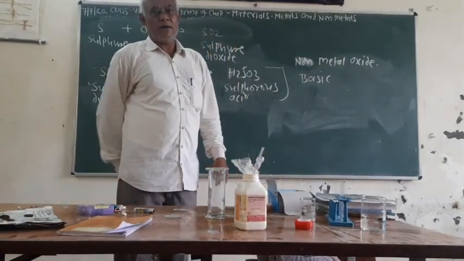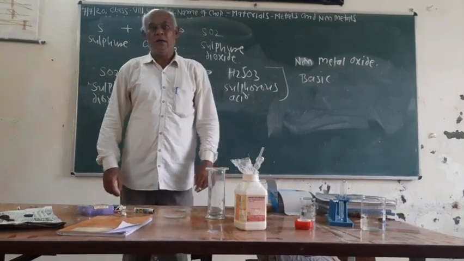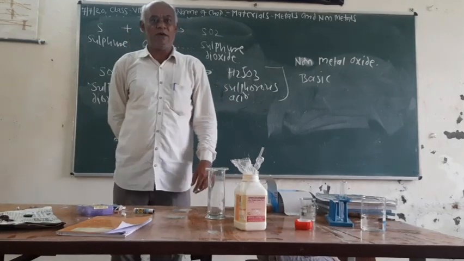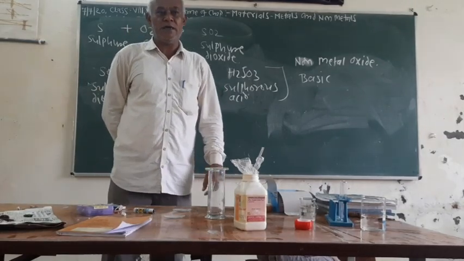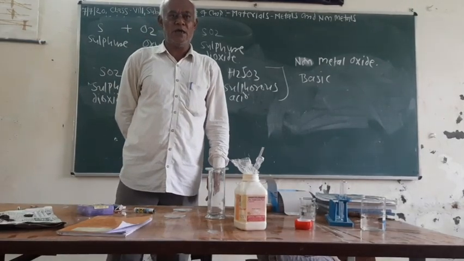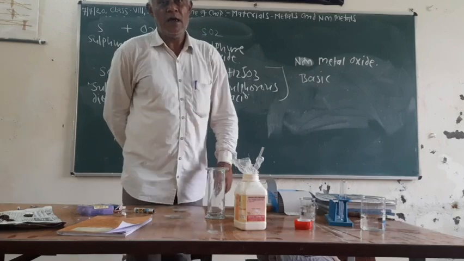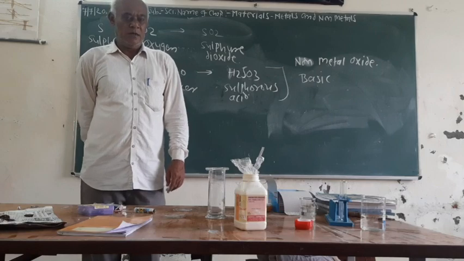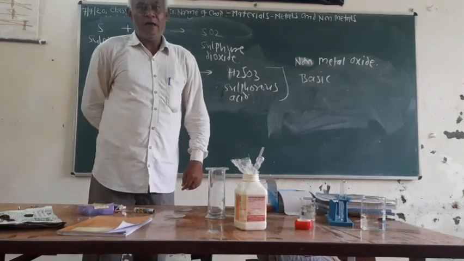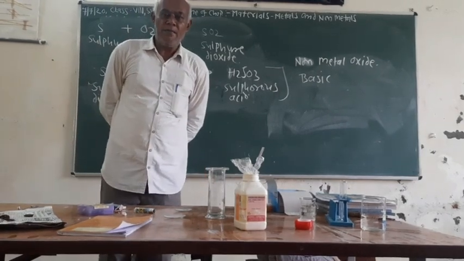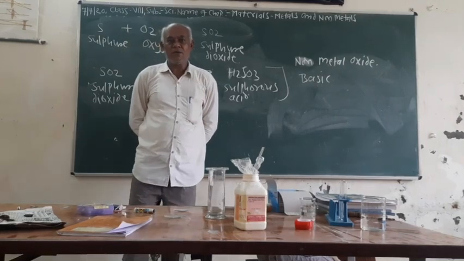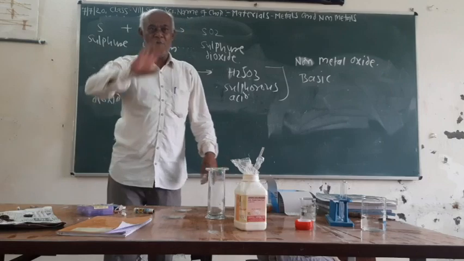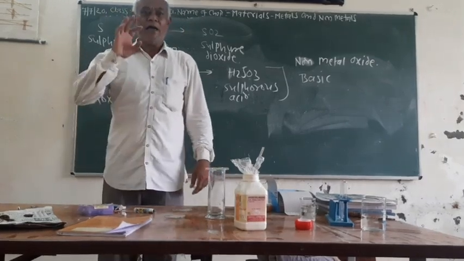Like carbon, if we burn carbon, it produces carbon dioxide gas. This carbon dioxide gas is dissolved in water. It produces carbonic acid, that is H2CO3. And if we test with a blue color litmus paper, it turns into red color. Therefore, we said that the chemical nature of non-metal oxides is acidic, and the chemical nature of metal oxides is basic.